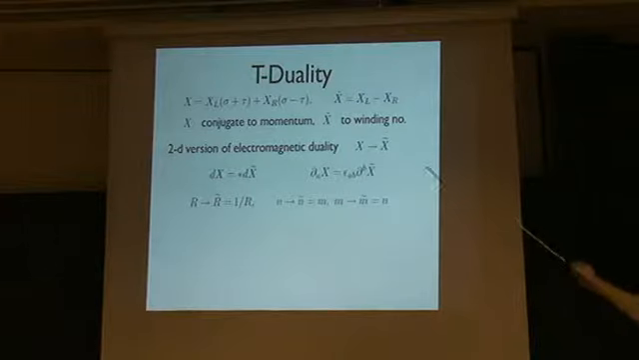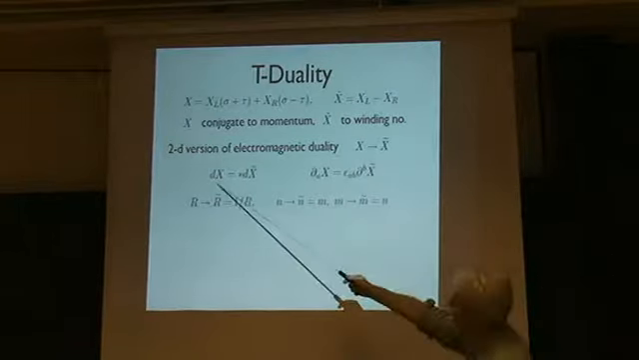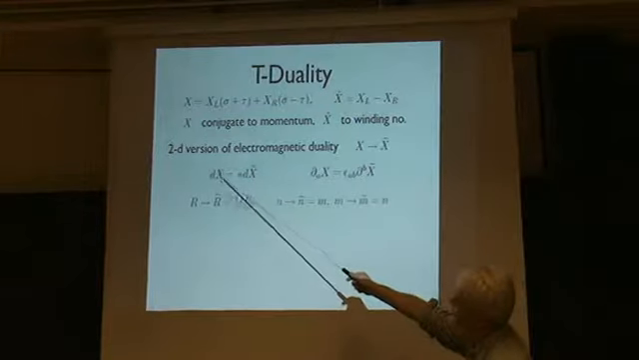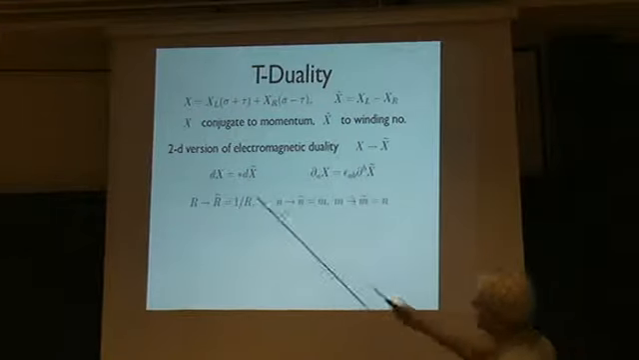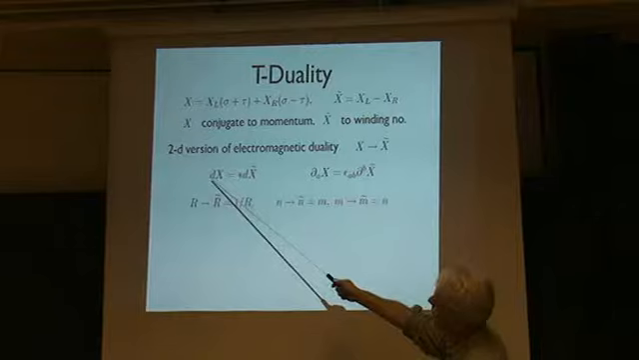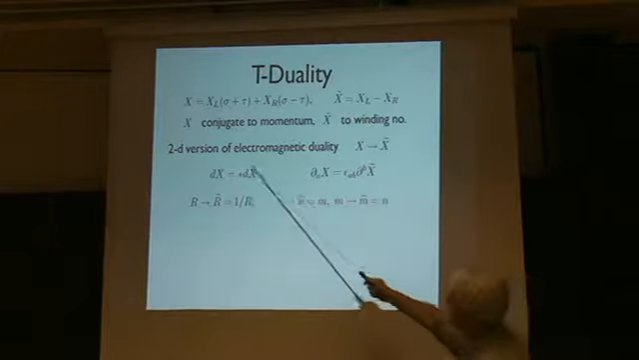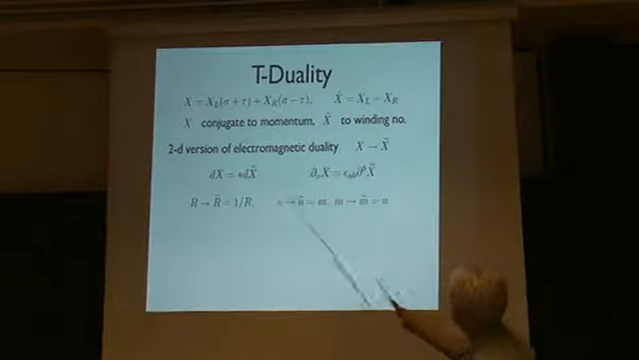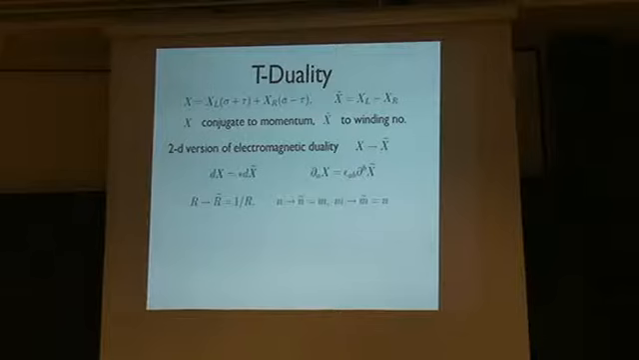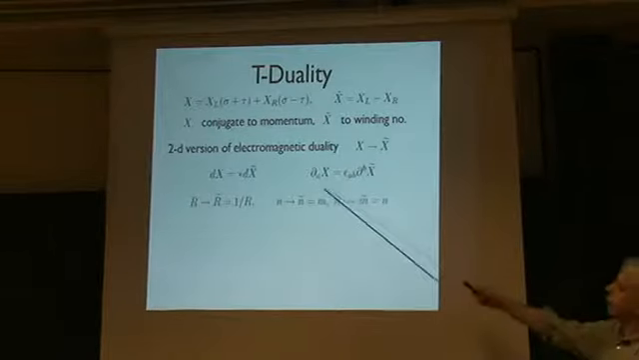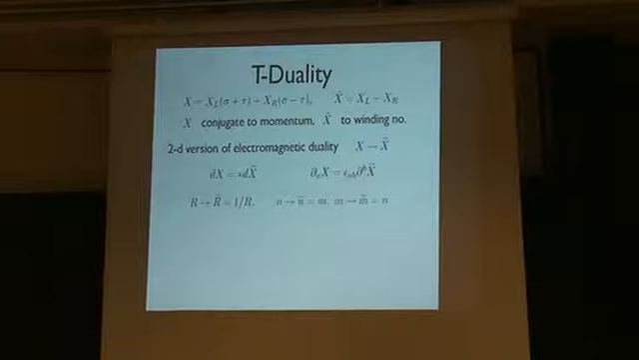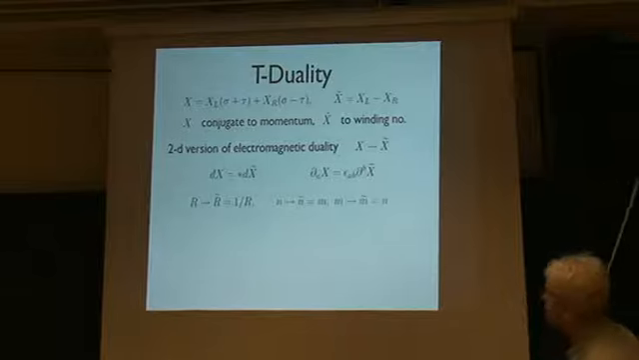We can think of it as a two-dimensional version of electromagnetic duality, where, if we think of X as a naught-form gauge field, with field strength the one-form dx, then we're changing that to the dual field strength, dx tilde, by these transformations. And we're swapping the field equations for X with the Bianchi identities for X tilde and vice versa. So it's like a two-dimensional equivalent of electromagnetic duality in form.